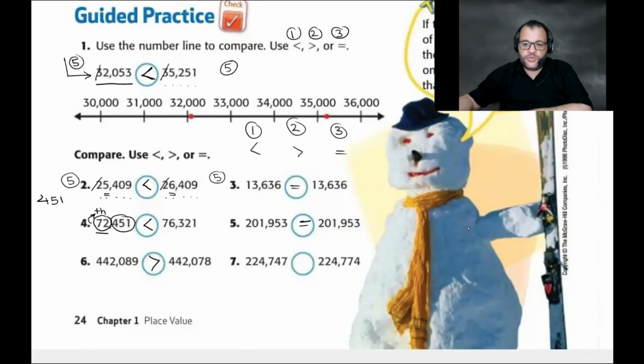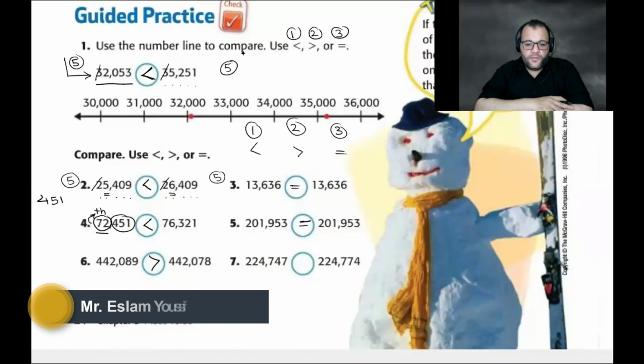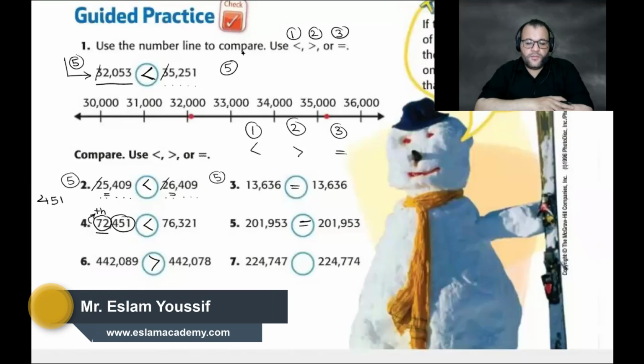Taha, can you solve this one, please? Okay. Question number 7. Read the number, please.